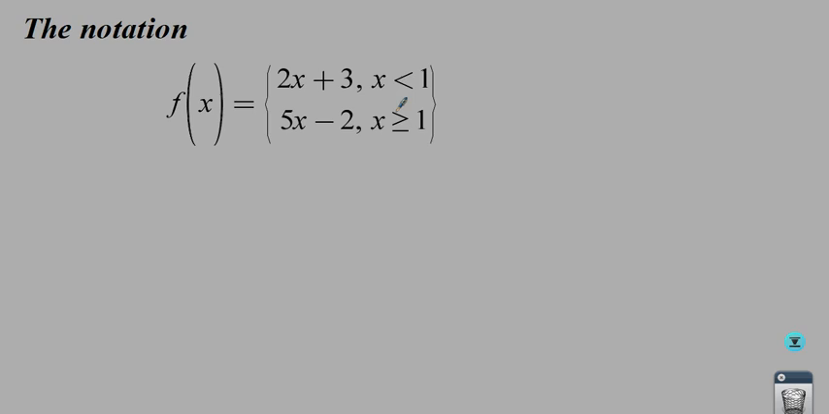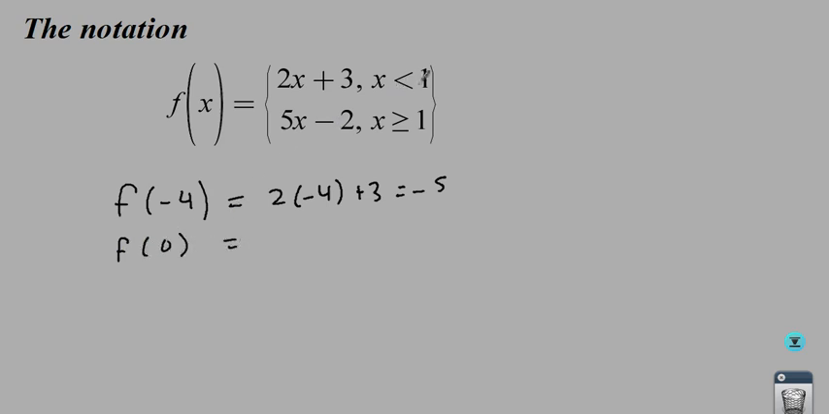So how would I calculate, for example, f of -4? Obviously, x equals -4, and -4 is less than 1. Therefore, I use this rule. So this equals 2 times -4 plus 3 equals -5. How about f of 0? 0 is still less than 1, and I apply this rule, so it's 3. How about f of 1?